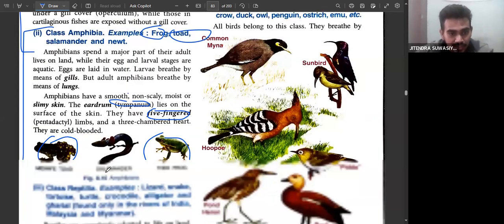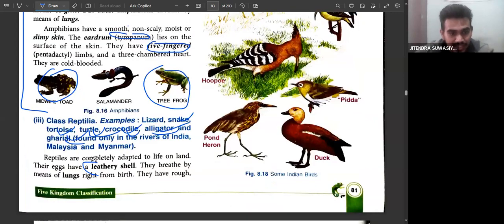So we have some terminology here, that is horny scales. They have a leathery shell, and they also have scales. If we talk about the snake, snakes are very beautiful animals. They have shining layers on their body, so they shine. We can't say these are hard like the scales of fishes. If you talk about fishes, they have shining scales, but the leathery shell is not that hard like the scales of fishes.